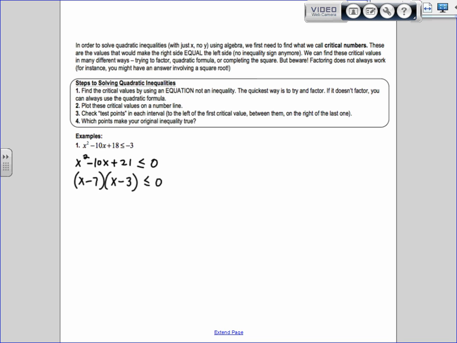If I set it equal to 0, I get what I call critical values. So x minus 7 could be 0, x minus 3 could equal 0. So I have x equals 7 and I have x equals 3. These are called critical values, that's when it's equal to 0. Those go on a number line in the order that they are, right? So I'm going to put the 3 before the 7.